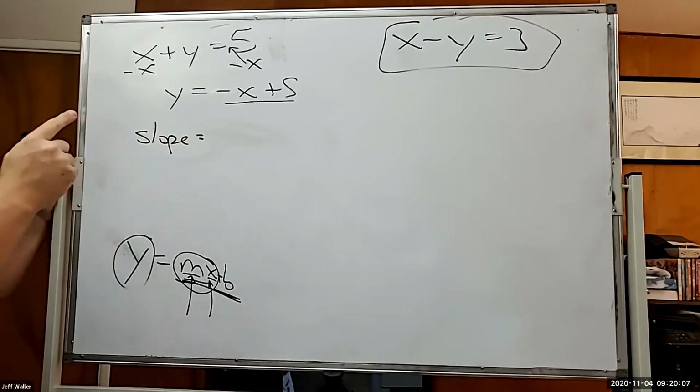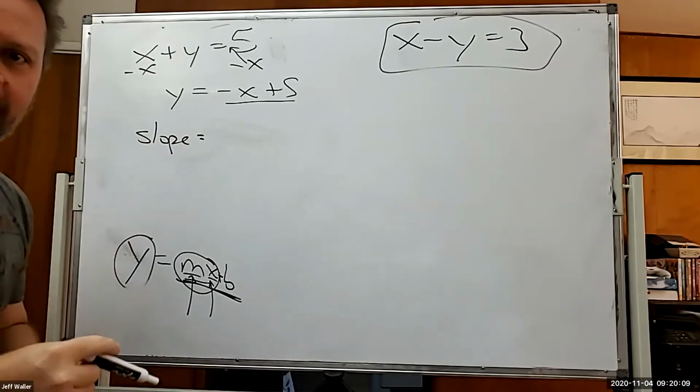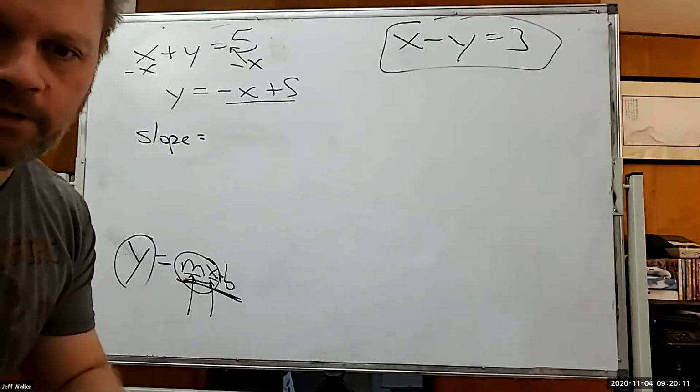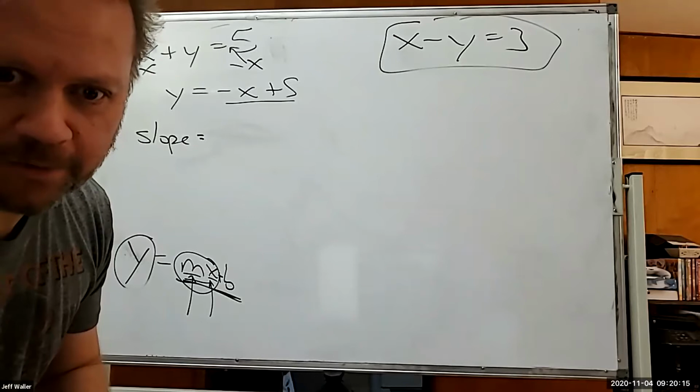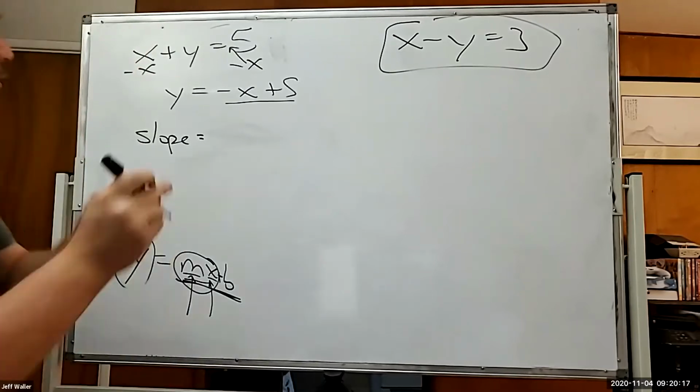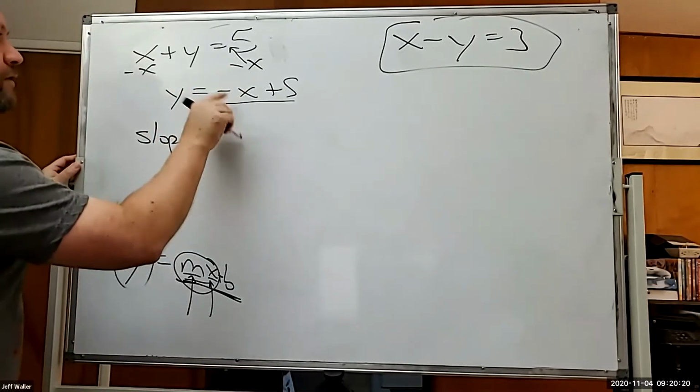What's the slope? Oh, there you go. Negative? I'm sorry. Yeah. What's understood to be, not just negative, but what's understood to be there.